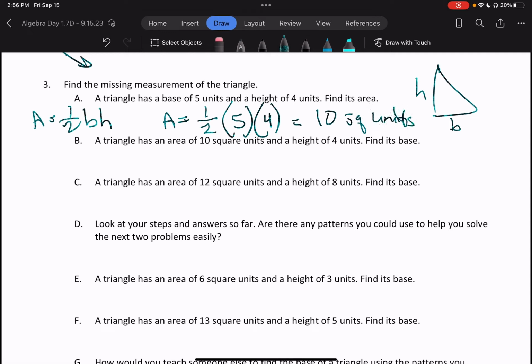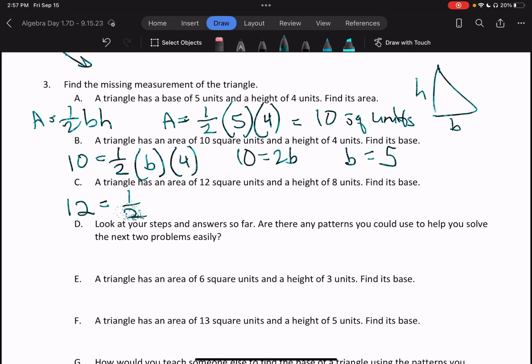Okay, a triangle has an area of 10 units. Now we're working backwards. 10 equals 1/2 times base times 4, right? 1/2 of 4 is 2, so 10 equals 2b. That means that b has to equal 5. All right, try it with this one. A triangle has an area of 12. 1/2 times b times 8, where 8 is the height. See if you can find the base. All right, so that's how you're going to set it up.